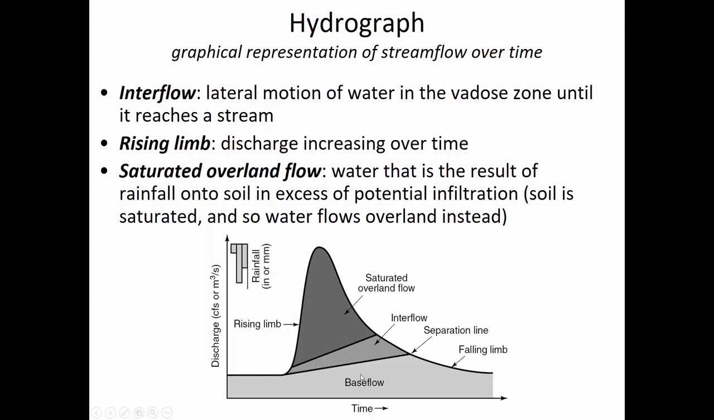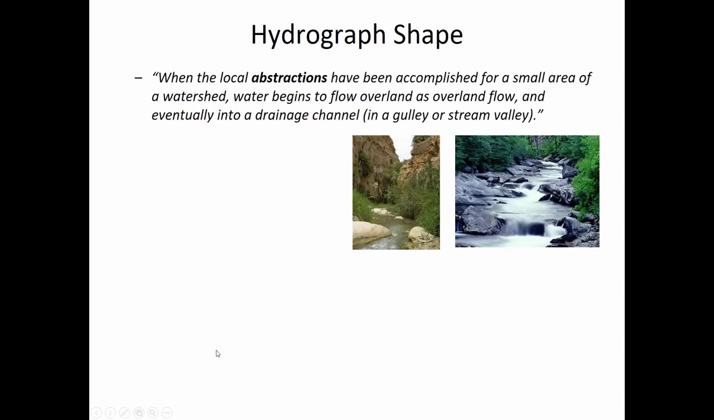Now we're going to talk about a lot of different factors out there in the watershed that can affect the shape of the hydrograph, and it's related to what direction the rainfall is going in. It can be things like what portion of a watershed the storm is falling in, the shape of the terrain out in the watershed.